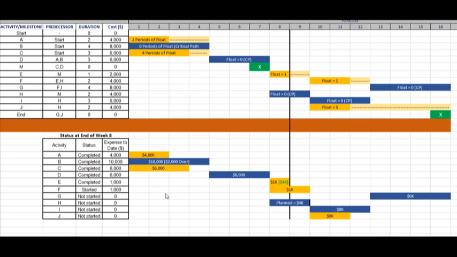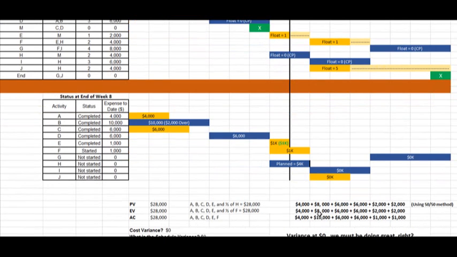Now, look at this. F has been started, so we've got $1,000 booked against F. So that's been started earlier. So how's the project doing? Well, if we were to look at our critical path items, our planned value is $28,000. Why? Because A, B, C, D, and E are all completed, as well as half of H. That was our plan, was to have half of H completed at this point in time.